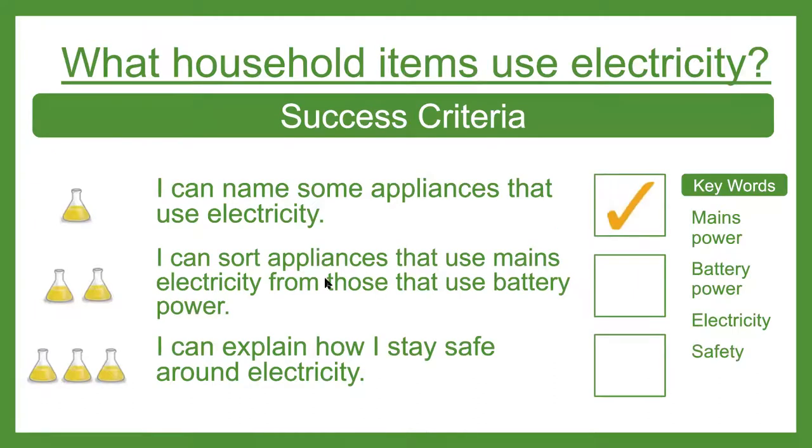If you got all of those, you have shown that you can sort appliances that use mains electricity from those that use battery power. That's on our knowledge check, our success criteria. So well done.